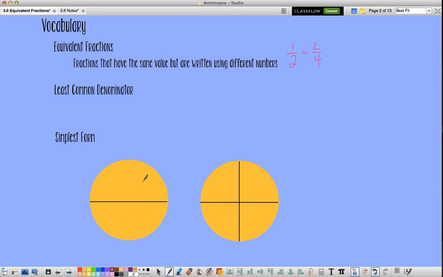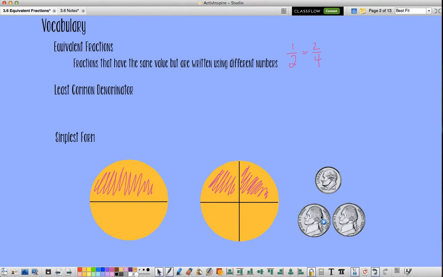So let's look at it this way. Here's 1/2. And here's 2/4. It's still covering the same amount. They are equivalent fractions just using different numbers. Or think about money. If you have 2 nickels, it's the same thing as having 1 dime. They're equivalent, but they're represented by different coins. Kind of the same idea with equivalent fractions.